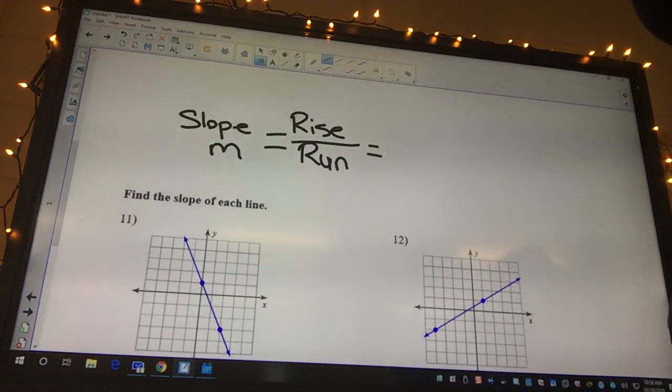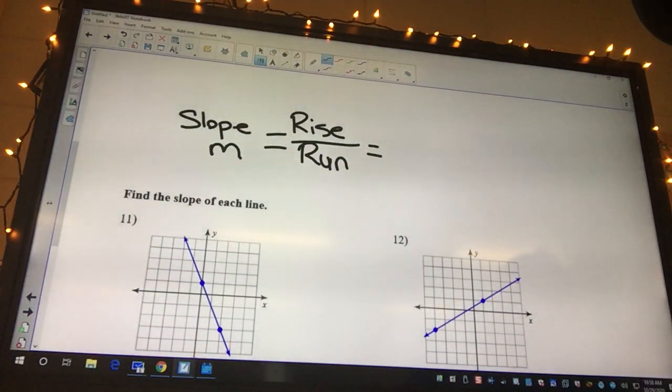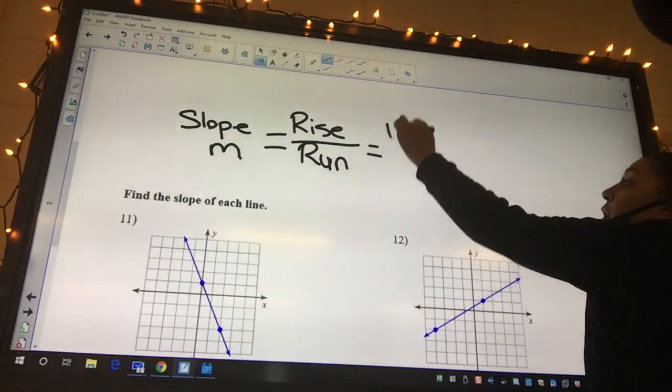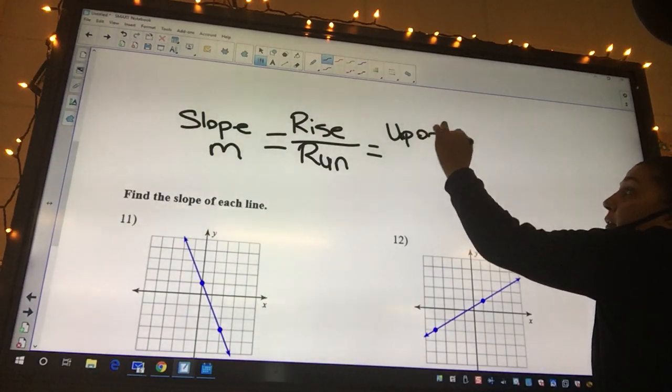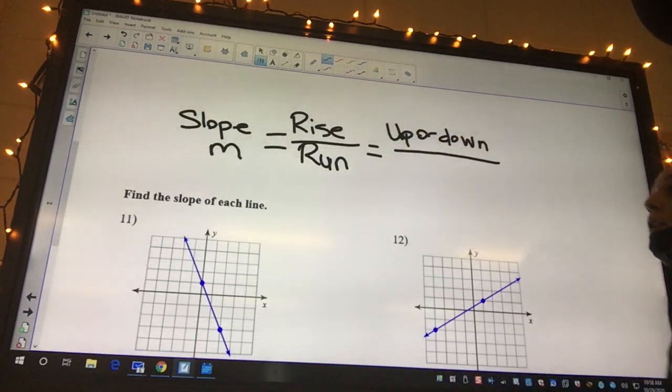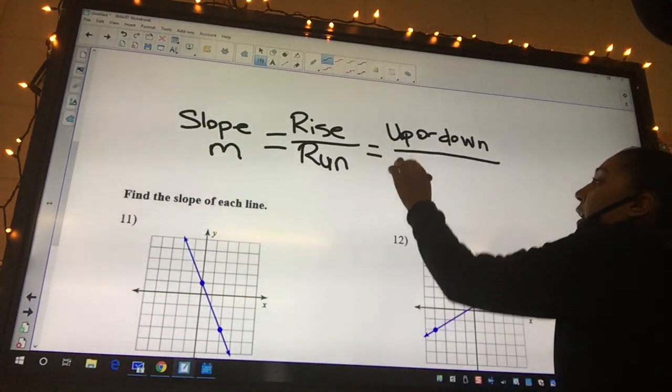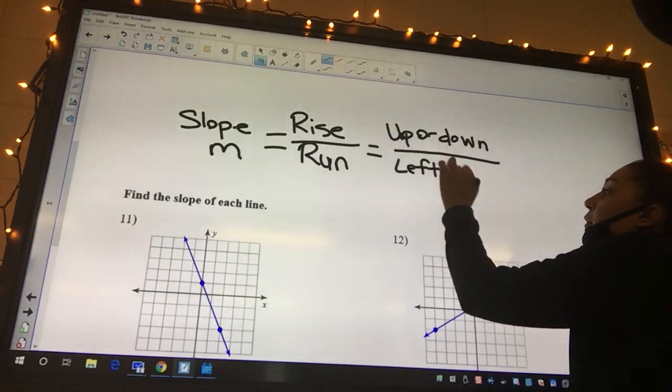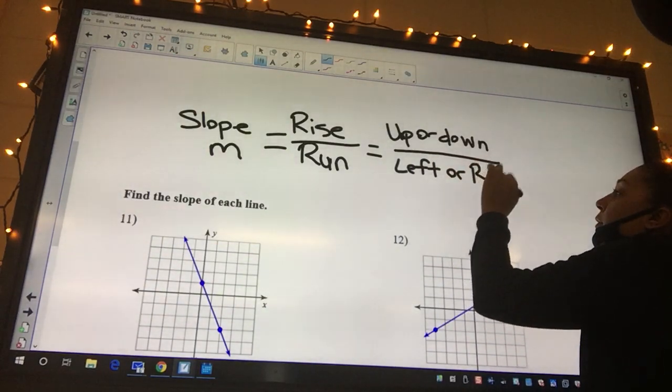Okay, so rise. Think of a sunrise. What happens? It goes up. So rise means up or down, in this case. And then run means left or right.